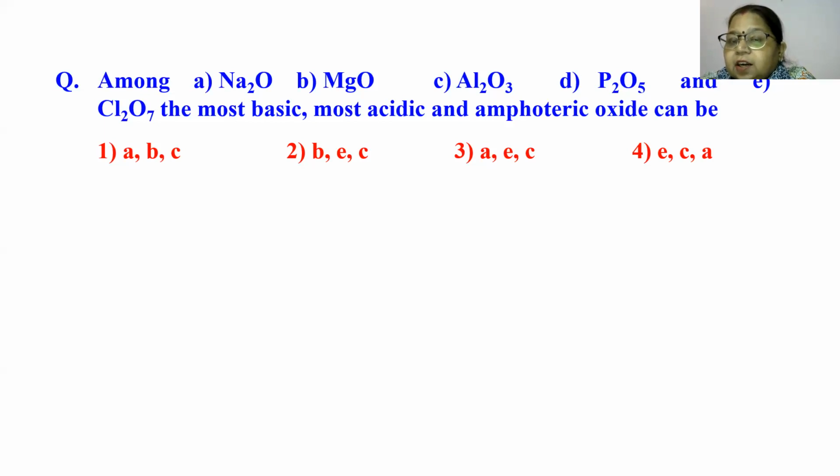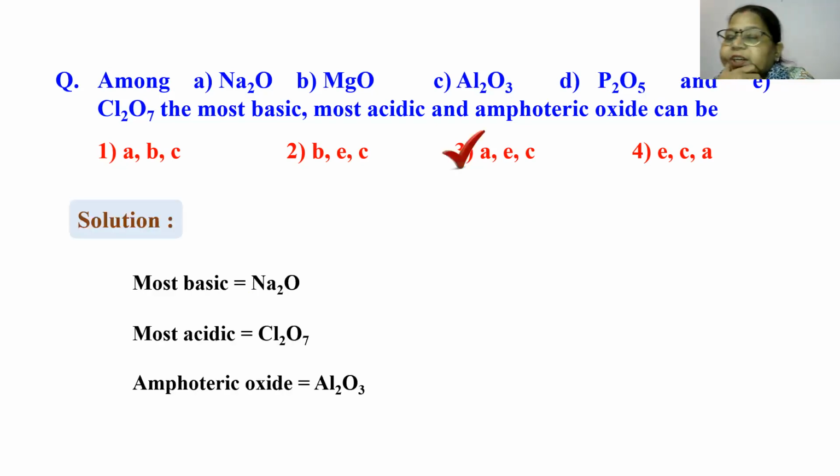Amphoteric, I remember Al2O3, right? So what will be my answer? B cannot be there, right? A, B, C, A cannot be the option for me. So the correct answer is, I think Ritika said the correct one, AEC. But I just wanted you to understand how should you reach at it.